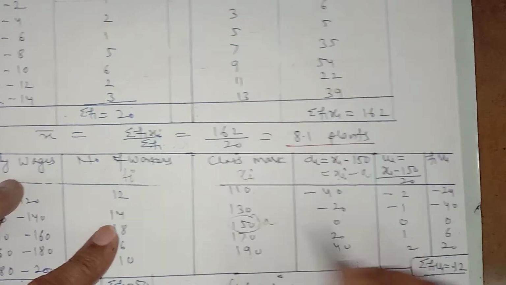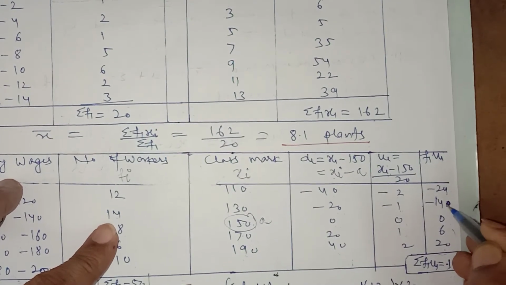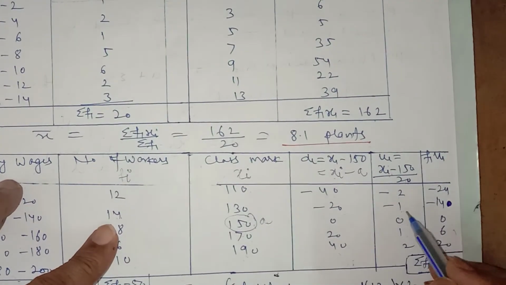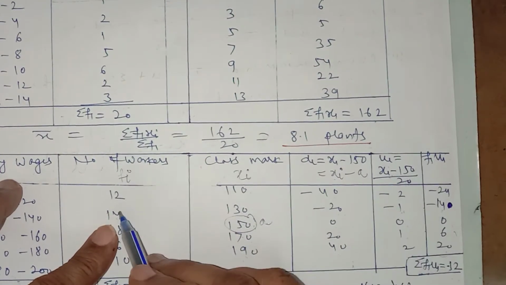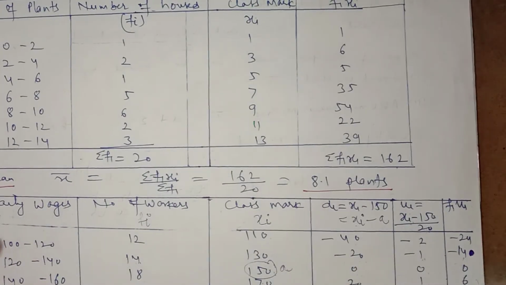It is 12 into minus 1, it is equal to 40. Correct it. Simplify it: 14 into minus 1 equal to minus 4. Some mistake is here. Okay. So this is question number 2.